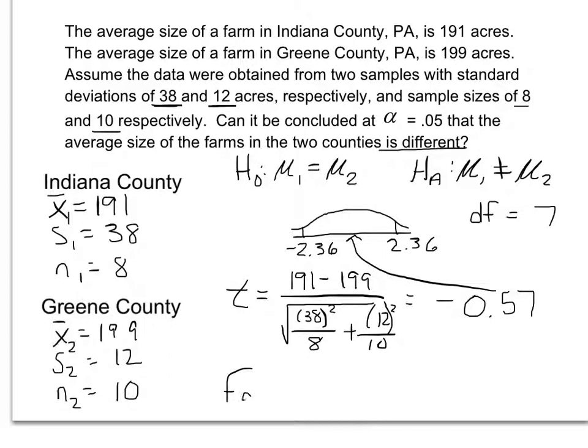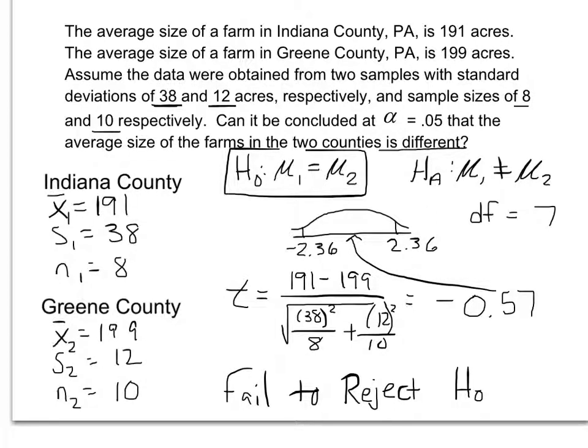So we're going to fail to reject the null hypothesis. Since we're failing to reject the null, simple statement in this case, there's not enough information to conclude that there is a difference. Since we're keeping this, we're not rejecting the null hypothesis. mu1, the average farm size in Indiana County, mu2, the average farm size in Greene County, might very well be the exact same thing. There's not a significant difference.